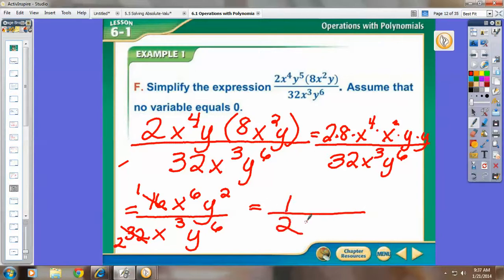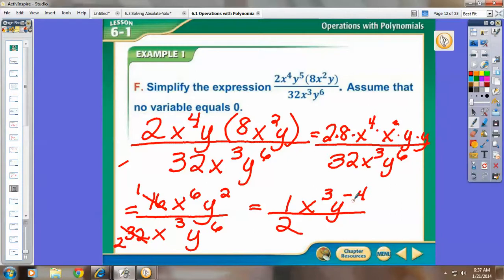Let's go through each individual variable. We're dividing, so what do we do to those exponents when we divide? Subtract. So 6 minus 3 is 3, x to the 3rd. Always goes to the numerator. 2 minus 6 on your y's. -4, so y to the -4, again, goes to the numerator.